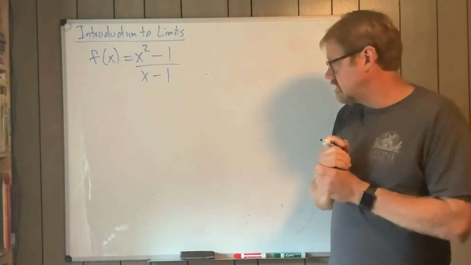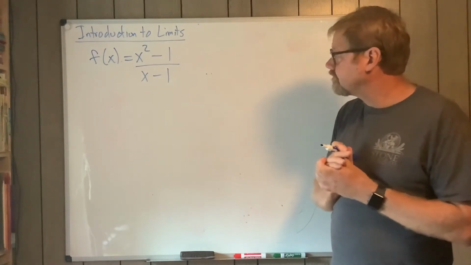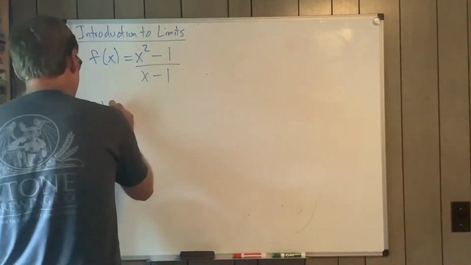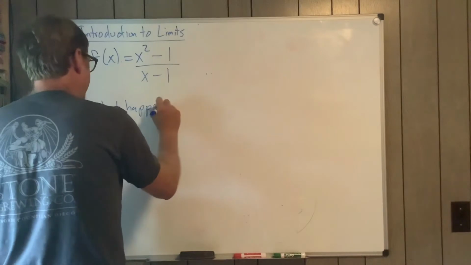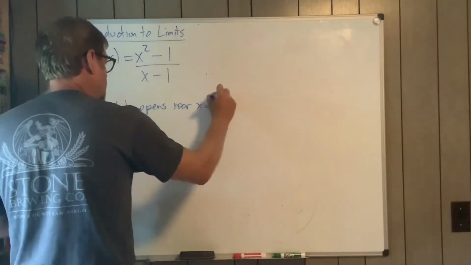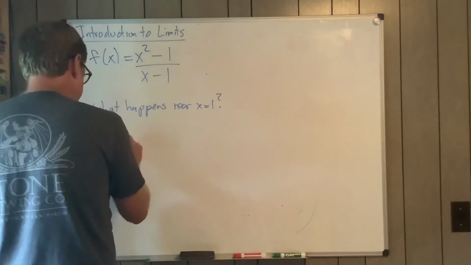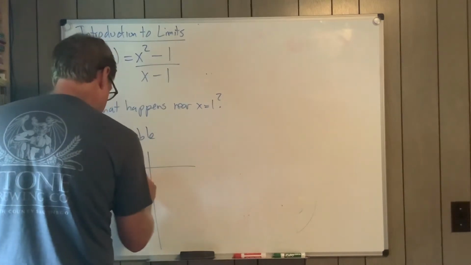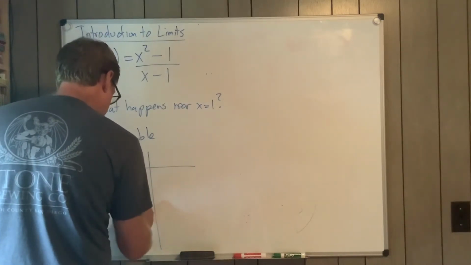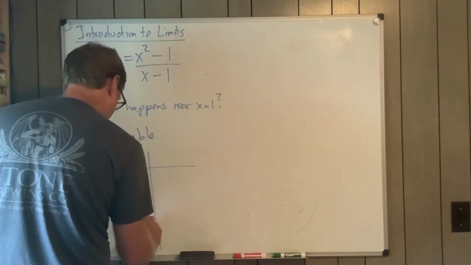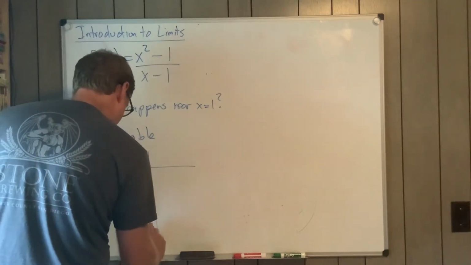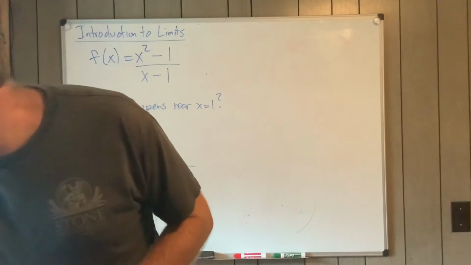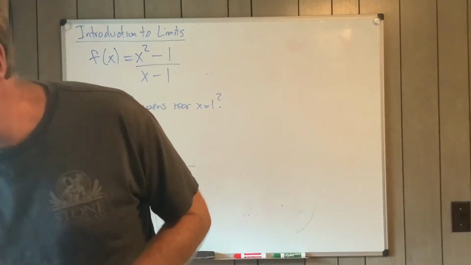Now I'm going to do another little one, a little more complicated. I also want to know what's going on with this near 1. So what happens near x equals 1? I'm going to do a table of values again. Since I'm still doing 1, I'm going to choose the same x values. All right, and let me bring up my table of y values.